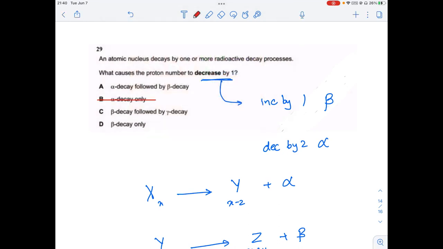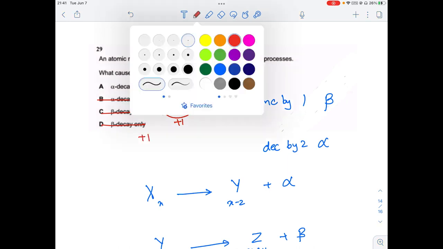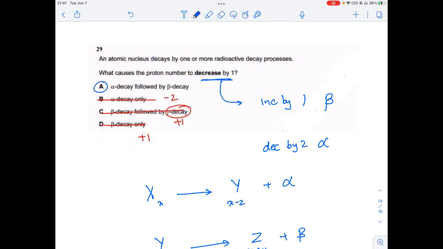So alpha decay only is wrong because it is minus 2. Beta decay is nothing but plus 1. Gamma decay does not have any effect at all. So therefore option C is wrong. Then beta decay only? It is going to be plus 1. No. So the only option that is left over is option A. That's going to be the answer.